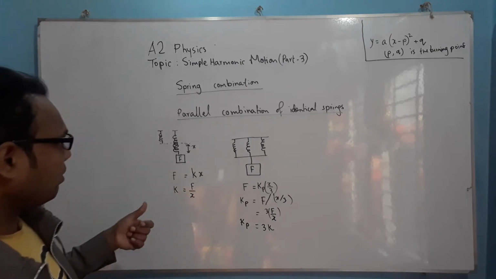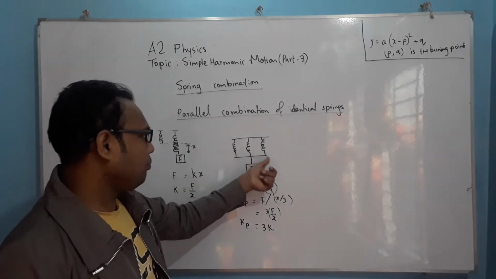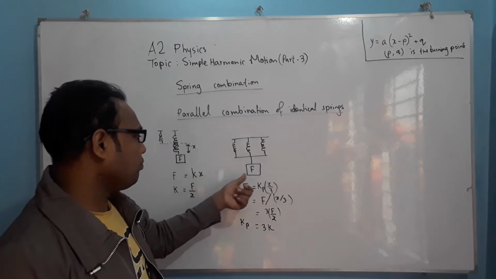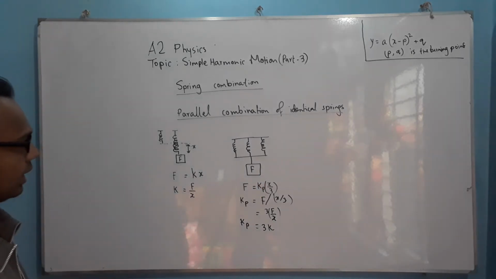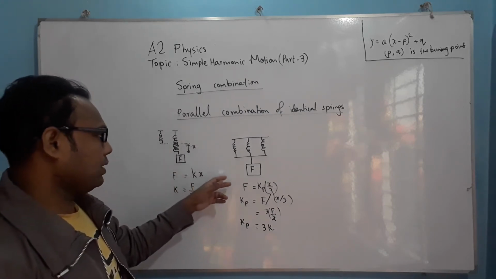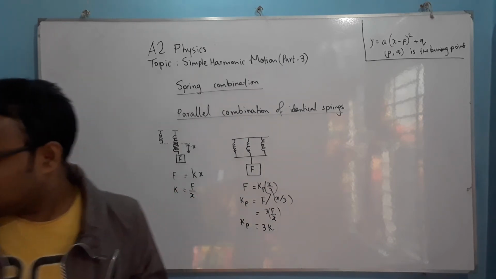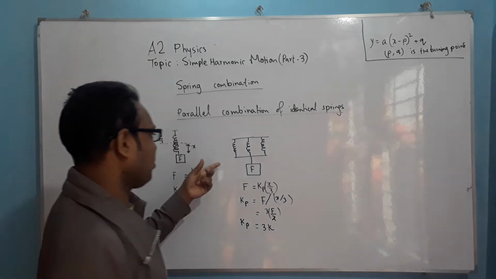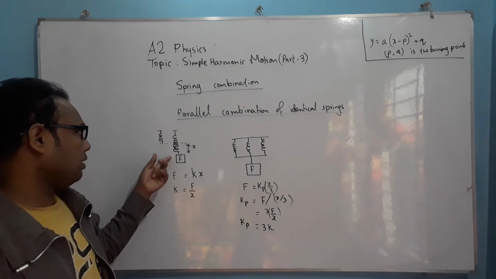Now, if we connect three identical springs as shown in the diagram, and these three identical springs go under the same force or load F, we can see that the three springs together are pulling down by the same force F. So we can assume that each of the three springs extends by x over 3 units, because the single spring was extended by x units.